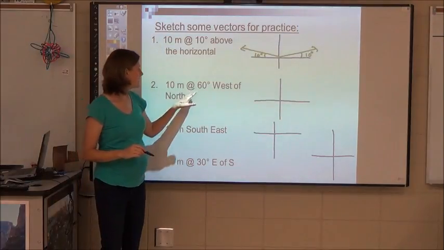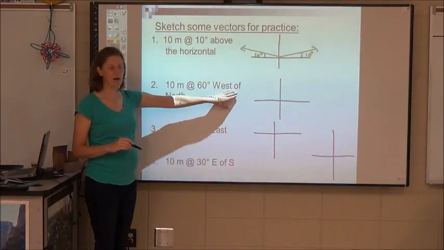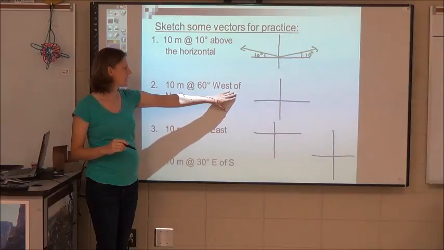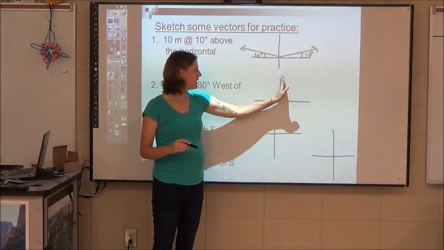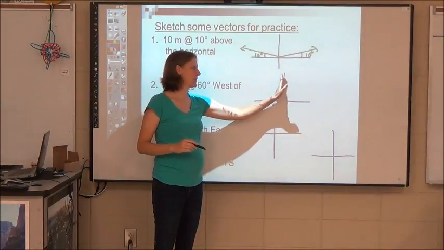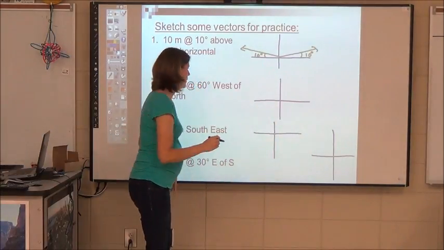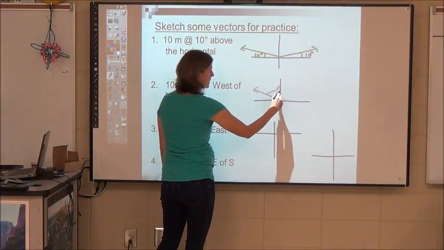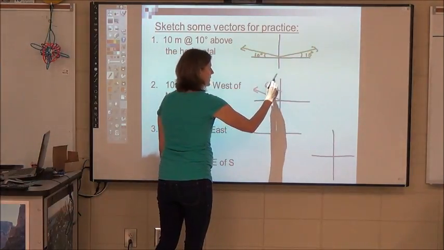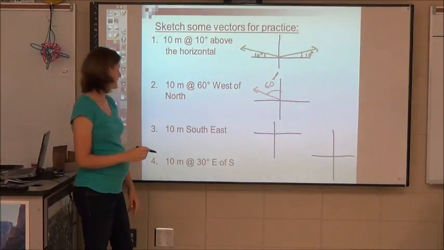Next one, 10 meters at 60 degrees west of north. Okay, so start at the second word. There's north, and move towards the west. So 60 degrees from the north towards the west. So that would look like that.